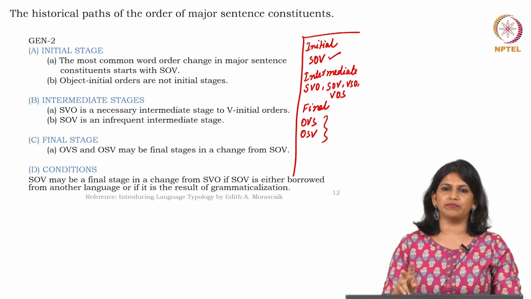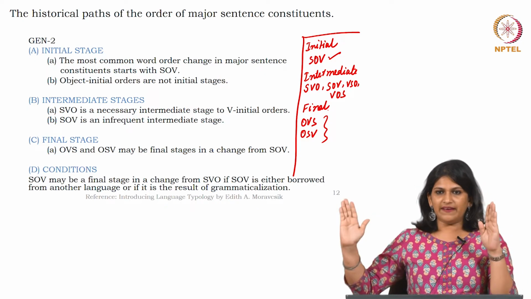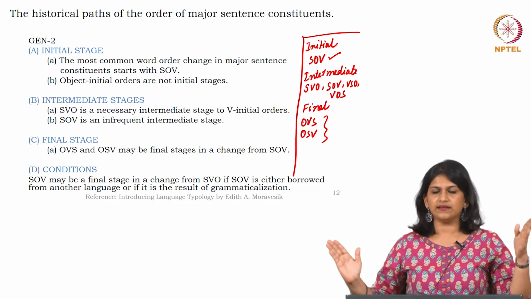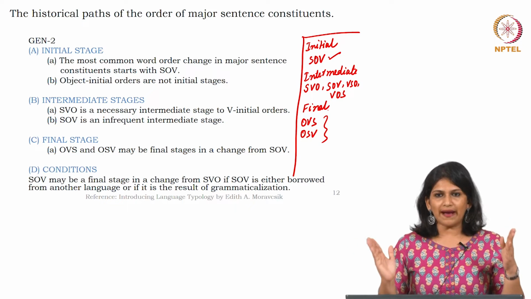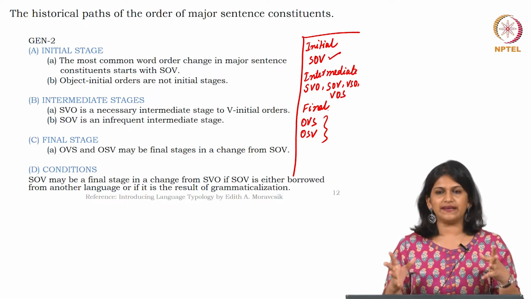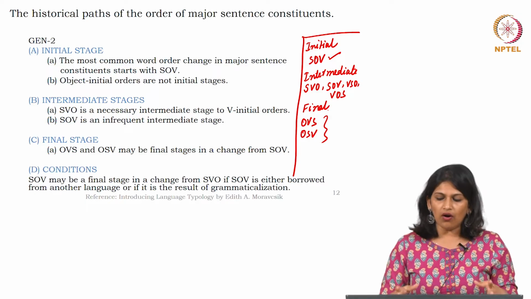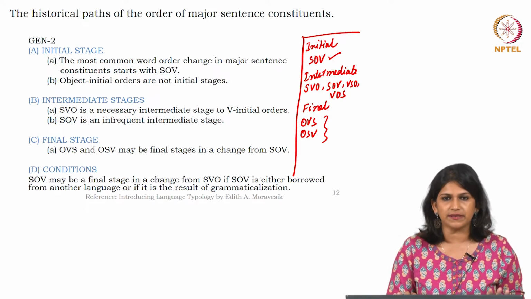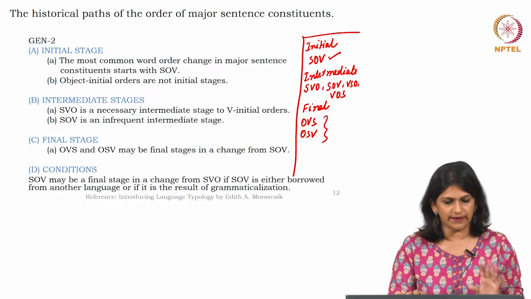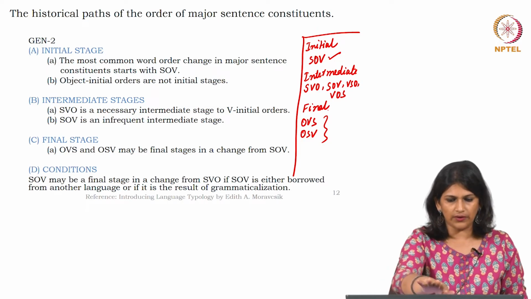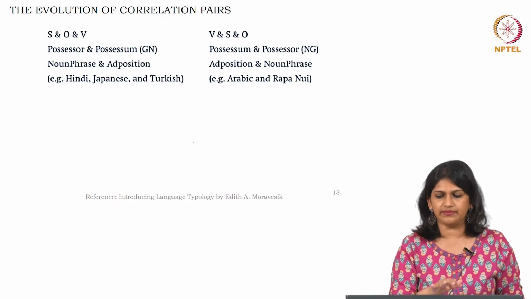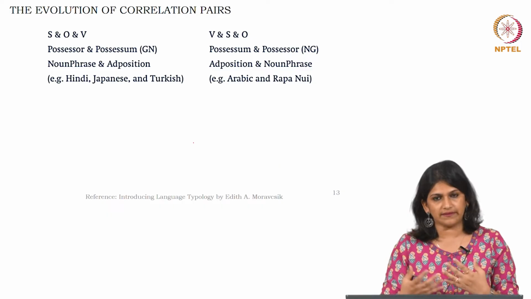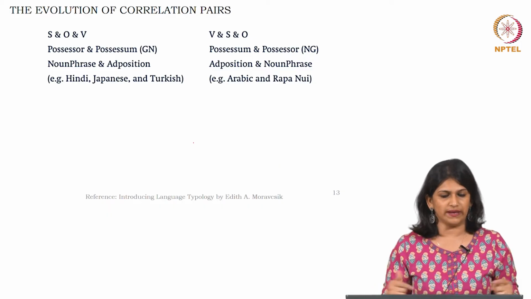So, two things you need to remember. If SOV is the final and SVO is the initial, in that case the reason is that this particular language might have gone through grammaticalization, or it could have been borrowed from some other language. Otherwise, there is absolutely no reason why you should have such kind of conditions, or why you should have such kind of development of constituents or word order in this way.